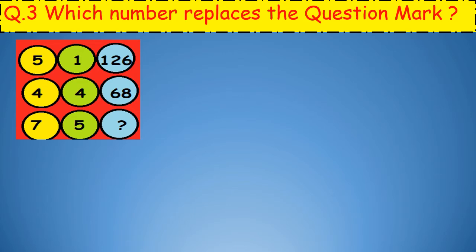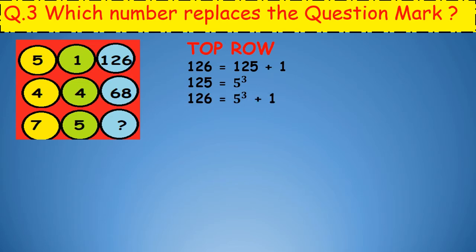So in order to find what is the value of the question mark, we need to create a relationship. So let us create a relationship row by row. If you see for the top row, we have the rightmost column as 126, and 126 equals 125 plus 1. 125 is nothing but 5 cube. So we get that 126 equals 5 cube plus 1.